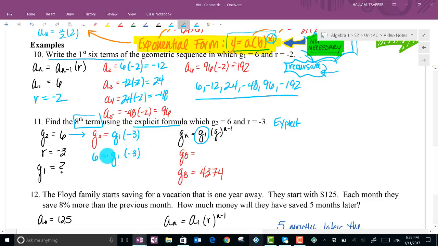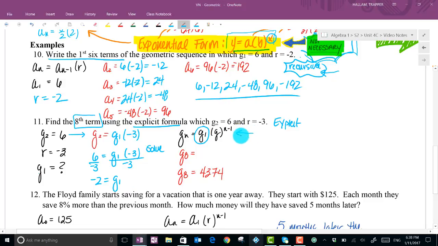We've written ourselves a little equation here. And in this equation, we have one unknown, which means that we can solve it. So we're going to solve this by dividing by -3 on both sides. And 6 divided by -3 is -2. And we find out that g sub 1 is -2.